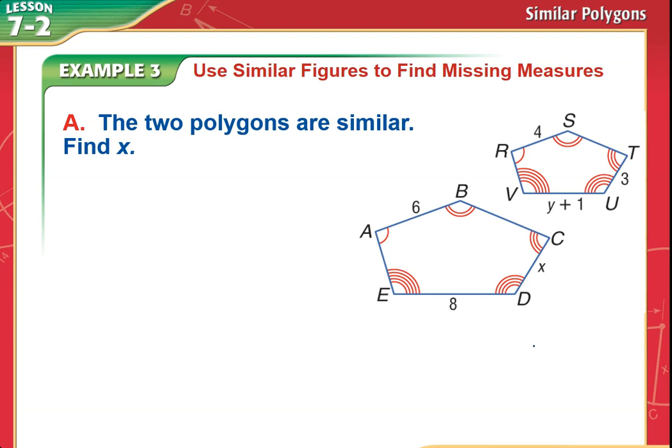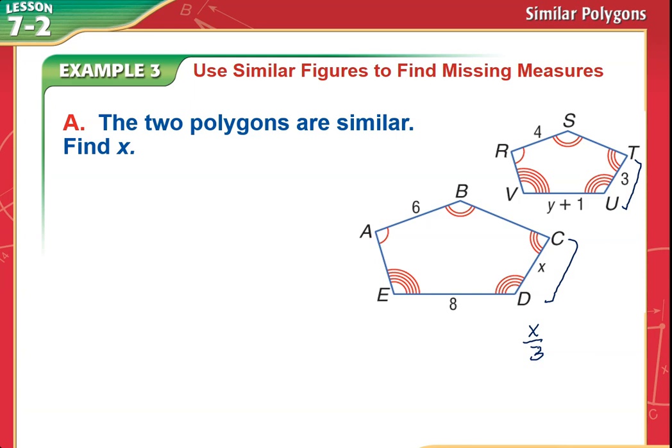We're going to use similar figures to find missing measures. The two polygons are similar, and we want to find x. So x is a side length, CD, and that needs to be corresponding to the TU. So we're going to have x is to 3.